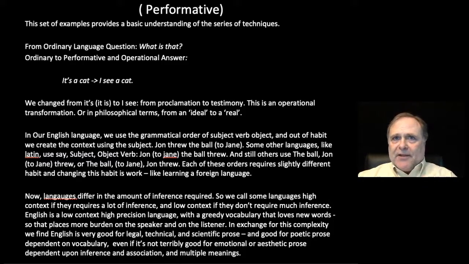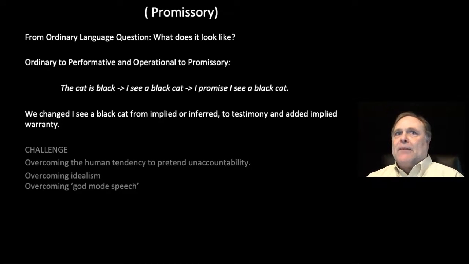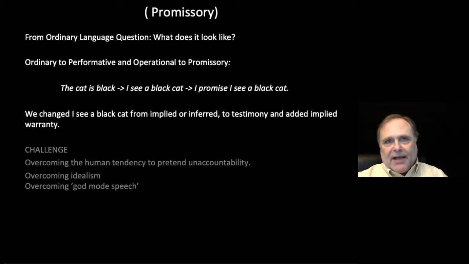I think you can read that there if you want to pause it. I don't think I want to go into that right now because I've already gone into so much detail on the method already. And again, I can say the cat is black. I see a black cat. I promise I can see a black cat.